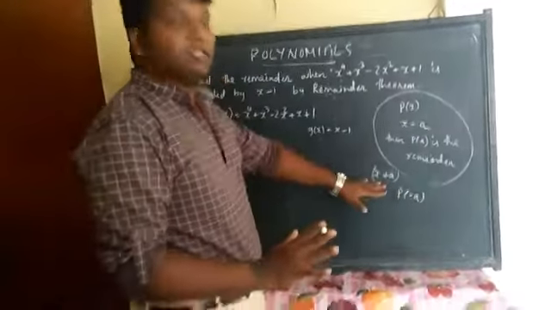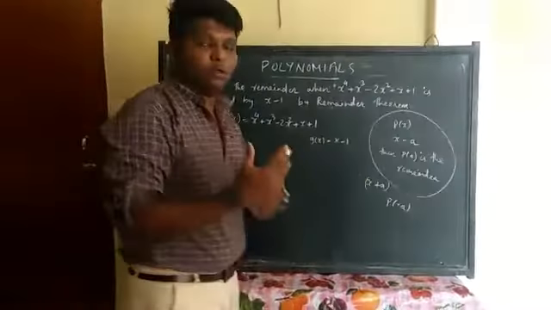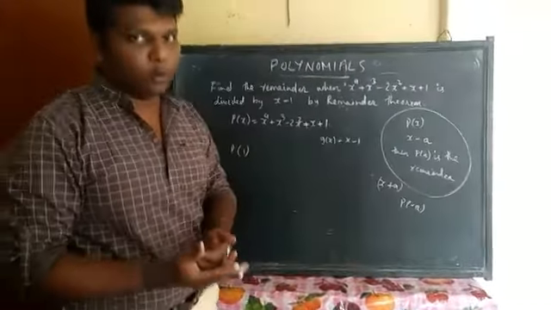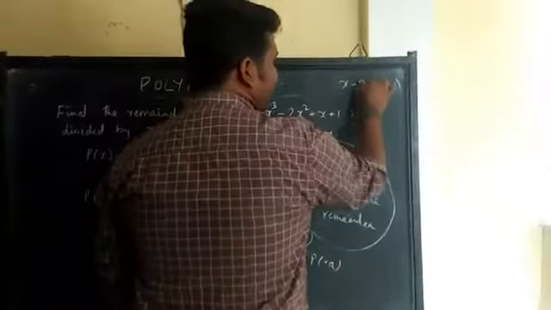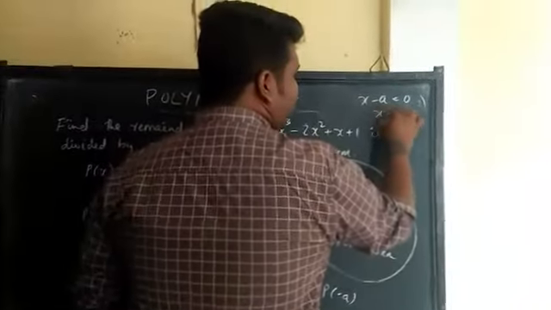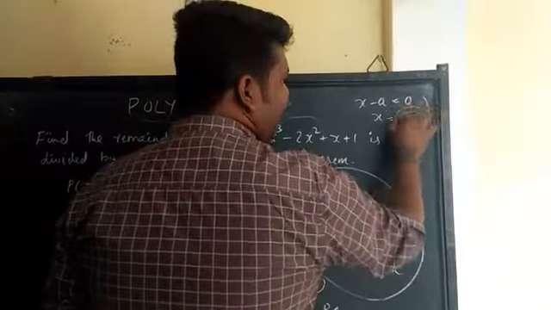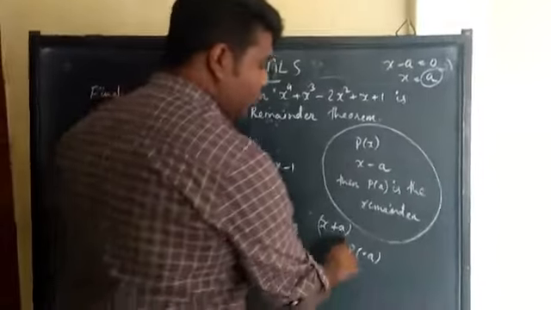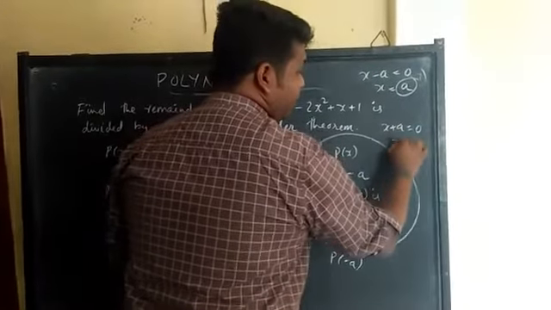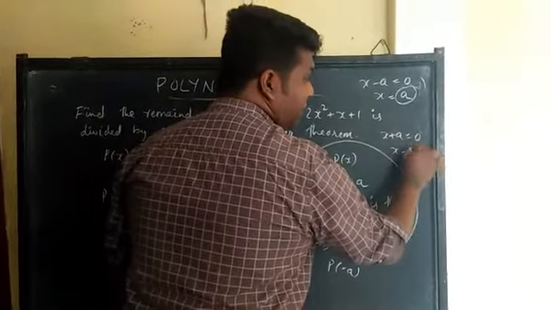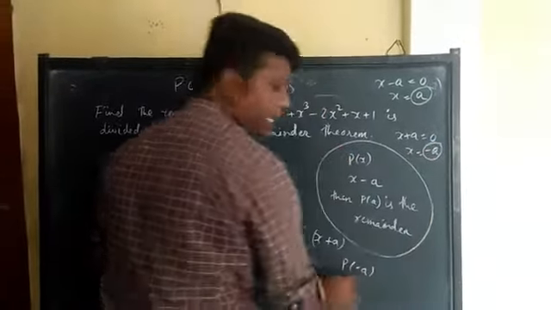This is the thing you have to remember as your shortcut method, but that is not the real theory. I will tell you the theory. Here we take x minus a is equal to 0, so x is equal to a. That's why we are taking p of a. Here I said x plus a, so we take x plus a as 0. Then x becomes minus a when the plus a goes to the other side. That is why we take minus a.